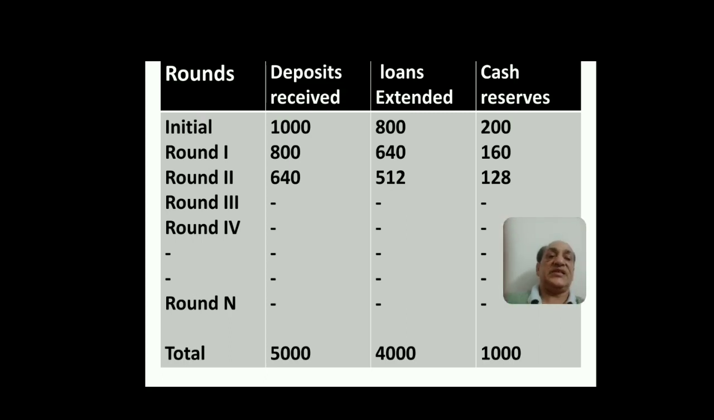Initial deposit, say it is 1000 rupees. Cash reserve ratio, which is also known as legal reserve ratio, is 20%. So out of this 1000 rupees, 800 rupees is extended as loan and rupees 200 is kept as cash reserve.